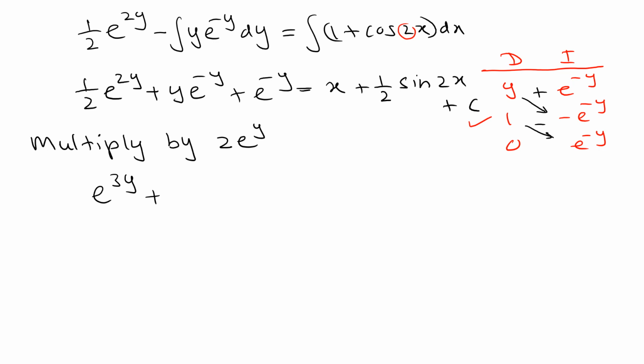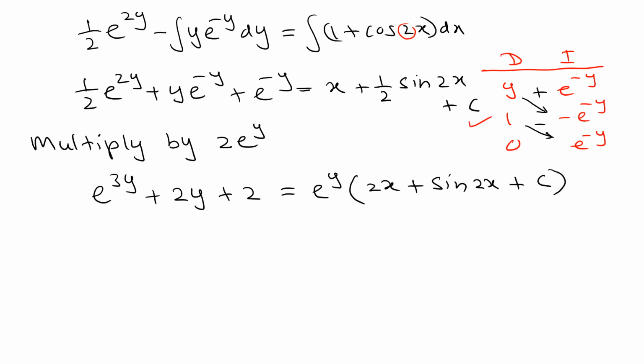So you get 2y plus 2, and on the other side you get e^y, and then 2x, 1/2 get cancelled out, so you get sine 2x, and plus 2c. Those 2c we can just call it c, it doesn't matter, we just need a number there. Okay, so that's what you get. So this is much better than the previous one, I mean a little bit better.